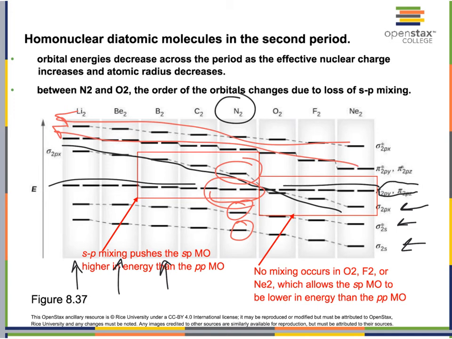Okay, so there's no what we call mixing in the O2, F2, or Ne2. There's none of this mixing of the sigma 2p and the pi 2p's, where the pi 2p is actually a lower energy than the sigma 2p as we move through N2 all the way back to Li2.